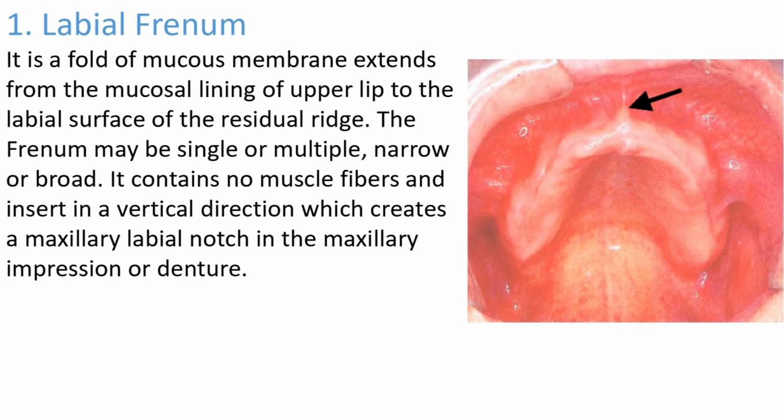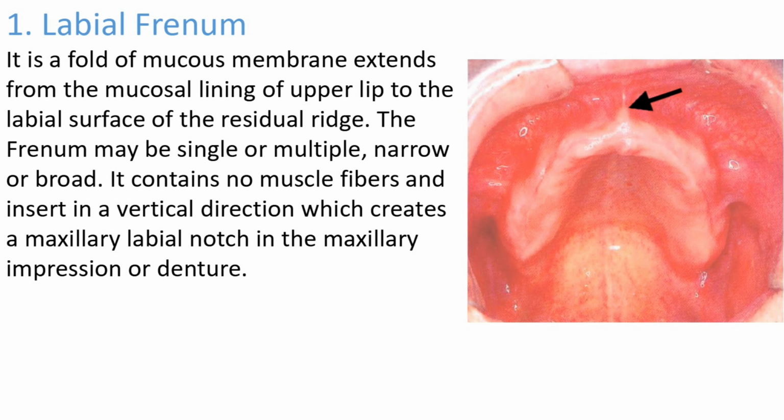4. Buccal vestibule. 5. Fovea palatini. 6. Posterior palatal seal area, vibrating line. 7. Hamular notches. 1. Labial frenum. It is a fold of mucous membrane that extends from the mucosal lining of the upper lip to the labial surface of the residual ridge. The frenum may be single or multiple, narrow or broad. It contains no muscle fibers and inserts in a vertical direction, which creates a maxillary labial notch in the maxillary impression or denture.